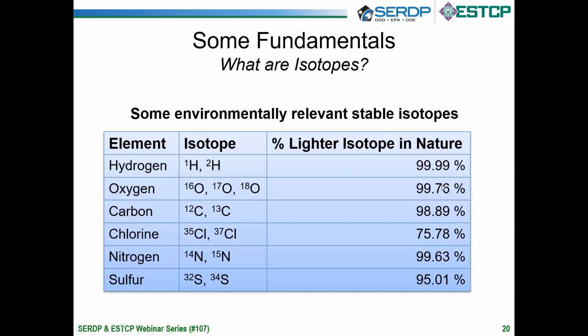And on the right, this just shows the concept that in nature, generally the light isotope is dominant. So this is the percentage of the light isotope on the right in each case. But there are a few instances, like with chlorine, where you have a fair abundance of the heavier isotope, chlorine-37.